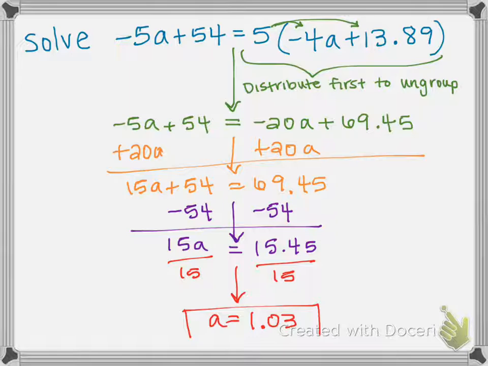Notice that this problem does involve some decimals. Don't be scared. There will be some messy numbers in this course. There won't always be perfect integers. But either way, you can follow along. Notice that at the end, our final answer is also a decimal. a equals 1.03.